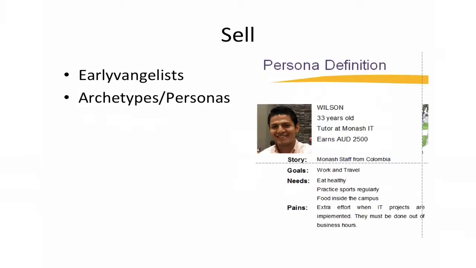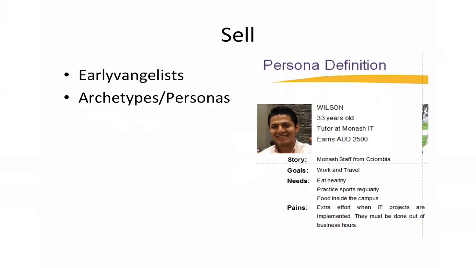So here's a persona that another group of students at Monash is using. They have another food idea, for Peruvian food. This is a fictional person who has the characteristics that they think typify their customer base. It's important to have one of these when you're looking for the early sales, for two reasons. One is, it reminds the team over and over again that they are not the customer. They may be in love with the product, but they are not the customer. Wilson is the customer.